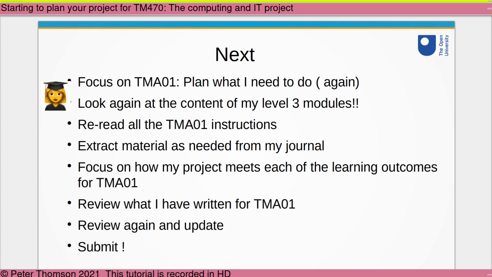Look again at the content of my Level 3 modules. Reread all the TMA01 instructions. Extract material as needed from my journal. Focus on how my project meets each of the learning outcomes for TMA01. Review what I've written for TMA01. Review again and update. Submit.